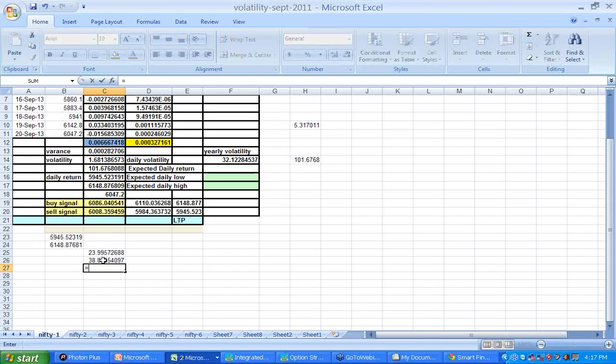0.382. Then 0.5. 0.5 multiplied with this. All these are the Fibonacci ratios I am taking so that we can identify the trend as per the Fibonacci ratio. This into 0.618. So this into 0.786. This is how you used to draw the Fibonacci retracement.